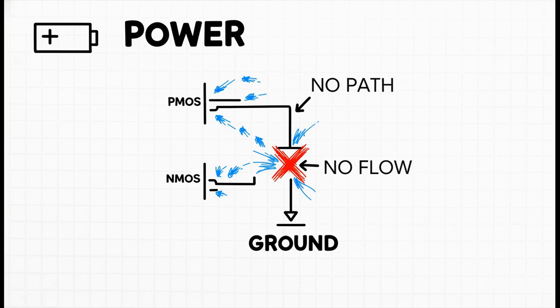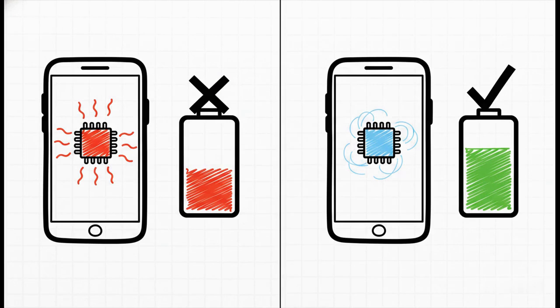When the inverter is just sitting there holding a steady 1 or a steady 0, it uses almost no power at all. Remember how one transistor is always off? That means there's no direct path from the power source to ground for electricity to leak out and be wasted. Power is only really used for that tiny instant when it's actively flipping states. And why is that such a big deal?